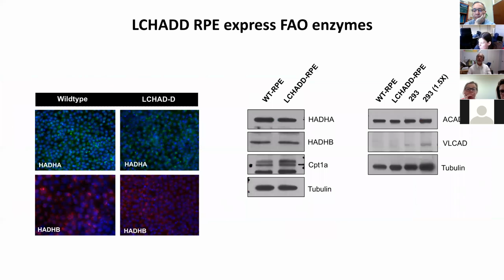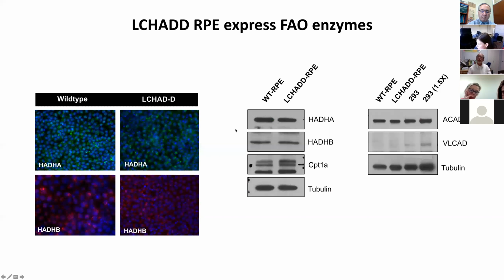The next thing we looked at was the expression of different FAO enzymes in our cell lines. Previous work has established that fatty acid oxidation enzymes are expressed in the retina, which is interesting because it had previously been thought to be mostly glycolytic. Consistent with the staining that Dr. Gillingham showed earlier from Dr. Tiney's group, we also find positive staining for both HADHA and HADHB by immunofluorescence in wild type and LCHAD deficient cells.